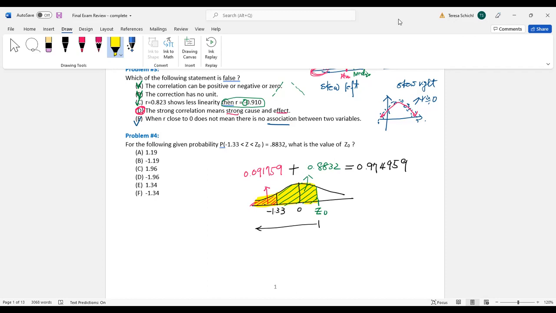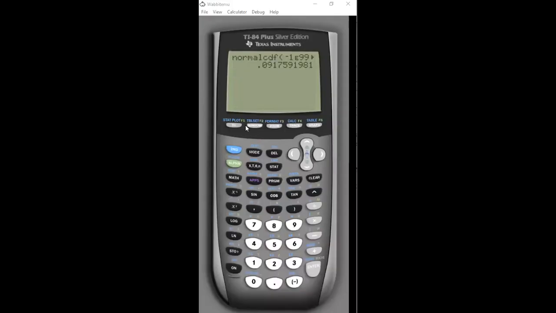Okay, now let's go back to our calculators here. So now I'm going to do the inverse norm. So it's the second vars, then it's the inverse norm here, right? So what is the area? Remember, we said when we use TI-84 calculator, the area is always to the left. So a while ago, we already added 0.974959.